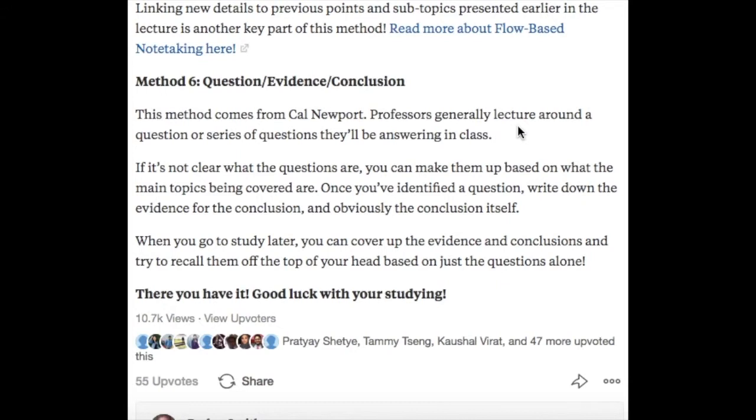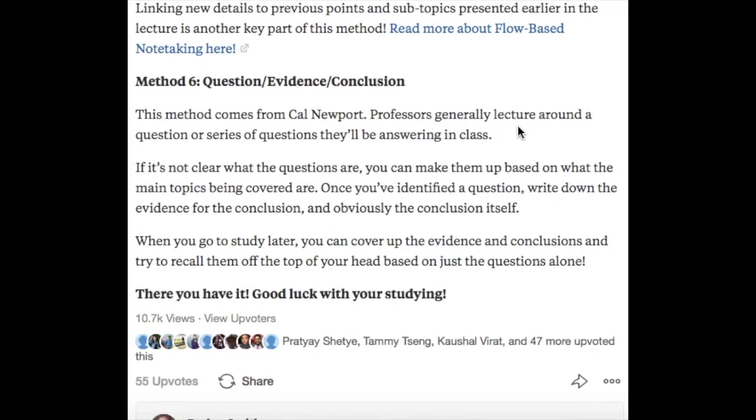And Cal even says that it's not always this simple. Sometimes the professors don't just start with a question and then give the evidence and the conclusion, so you're going to have to put that together for yourself. But that's part of it, because it involves critical thinking, and the strength of this method is that you have to really make decisions and think critically about the material and how you're organizing it in your notes.